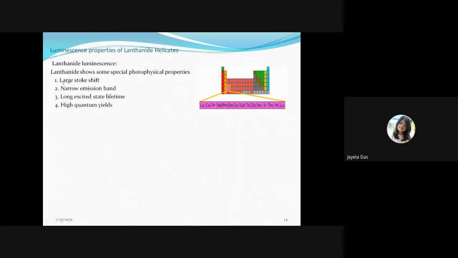First one is large Stokes shift. Lanthanides show a very large Stokes shift, and by that property we can detect lanthanide in a very specific way in any solution. And then narrow emission bands, then comes the long excited state lifetime, and then high quantum yields. And another very interesting property shown by the lanthanides is the antenna effect.